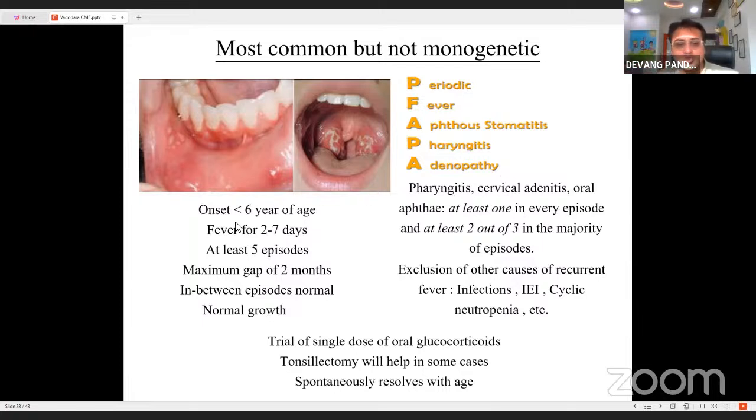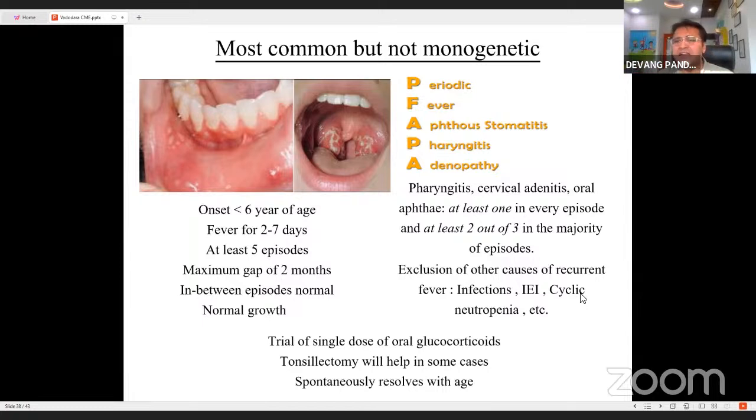So we usually see a child less than 6 years old, with episodes lasting 2 to 7 days, at least 5 episodes before diagnosis, and a maximum gap between 2 episodes of 2 months, and in between again the child has normal growth. And this presents just like infectious tonsillitis or pharyngitis. And we need to again exclude infections, some inborn errors of immunity, and cyclic neutropenia. This is very important. We can find it in CBC, because cyclic neutropenia presents with the same mucosal symptoms.